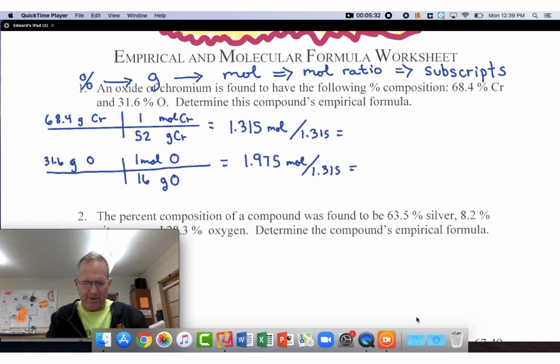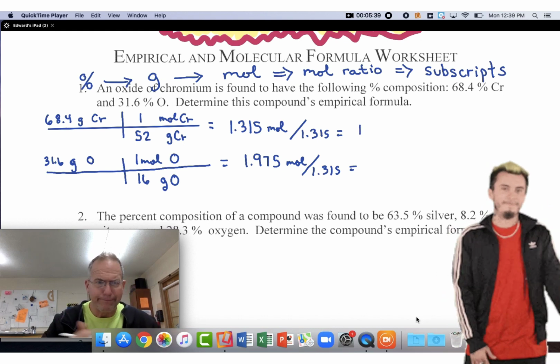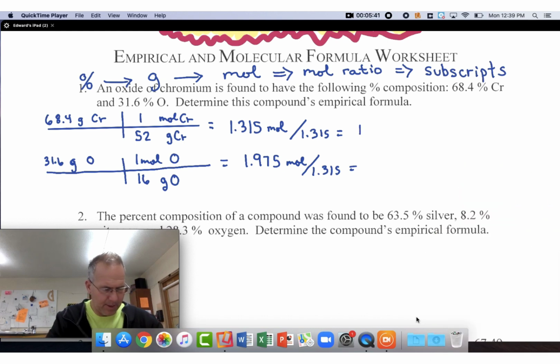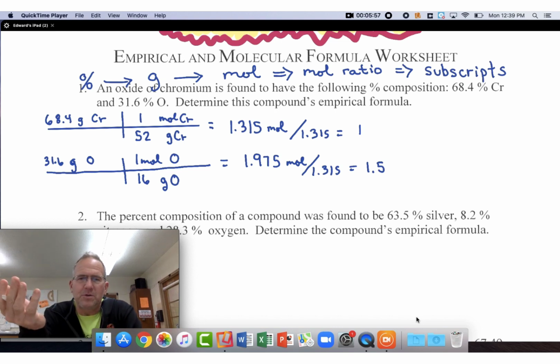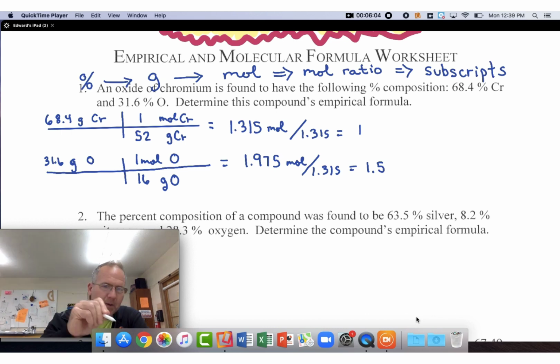Let's get a calculator and see if that works out. So I know the first one is 1, and the next one equals 1.5. I wish I wouldn't have started with this one, but we can see what we have going on here. Now, it's reduced too low because it's a 1 to 1.5 ratio, right? We want the simplest whole numbers.